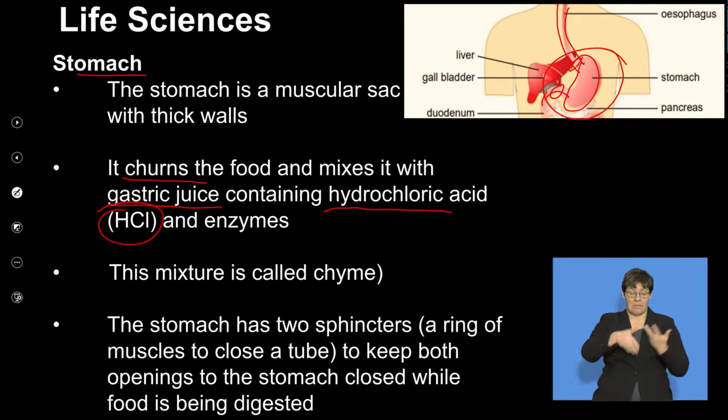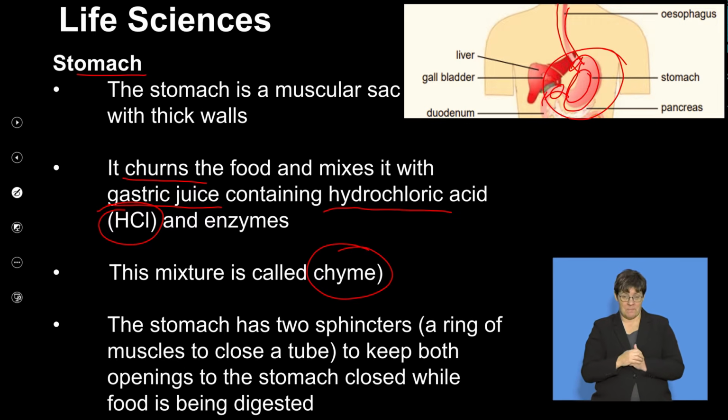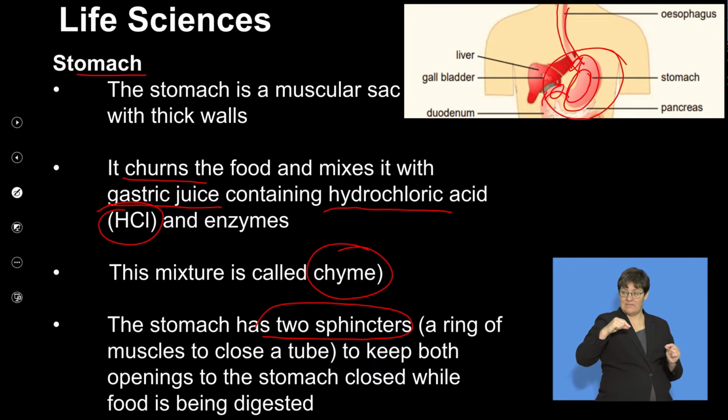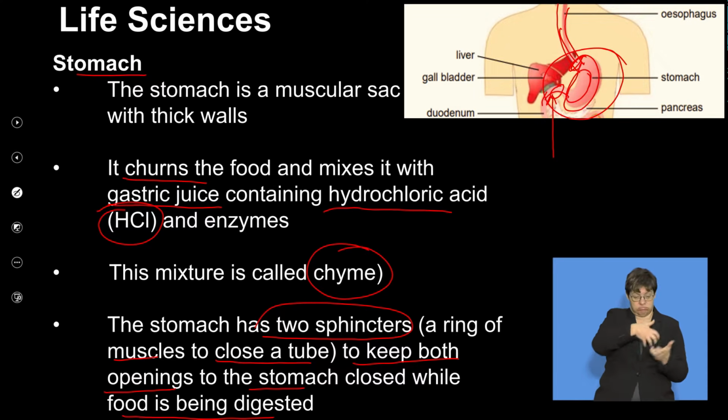When that food mixes with the enzymes and the digestive juices, it is now called chyme. And so we find that that mixture of gastric juices with the food and the enzymes from the stomach is called chyme. The stomach has two sphincters or valves, as I said. These are pointed out here at the opening between the stomach and the duodenum, as well as the opening between the esophagus and into the stomach. And these muscles basically close and keep both the openings to the stomach closed when food is being digested.